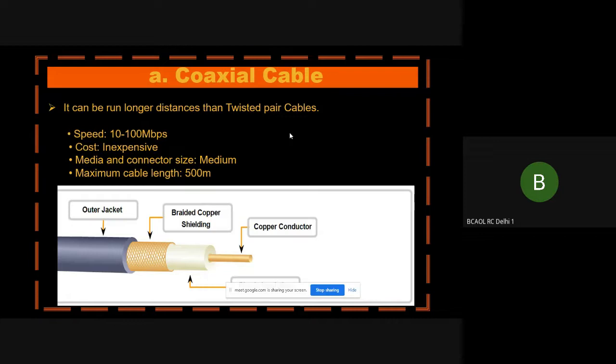So you have an inner copper conductor, and above that you have a shield. That is the white color one, that is the plastic insulation. Then you have the braided copper shielding above this, and the outer jacket. Generally this was your cable wire earlier, the coaxial cable. It is inexpensive and it can travel longer distance than twisted pair. So this was coaxial.